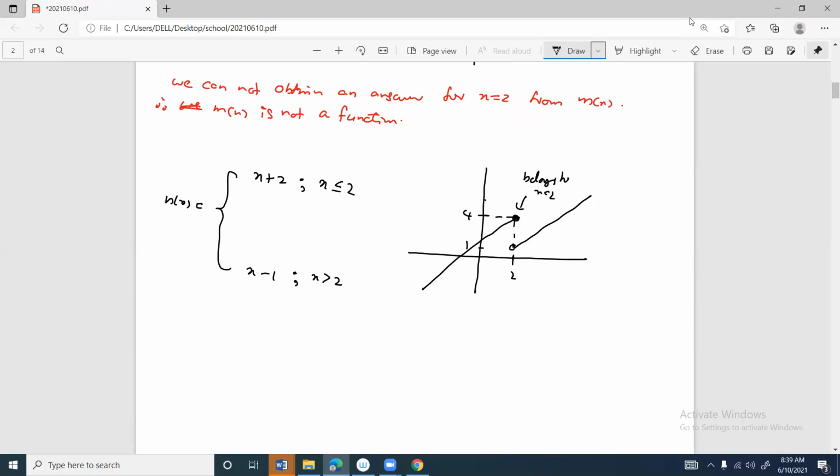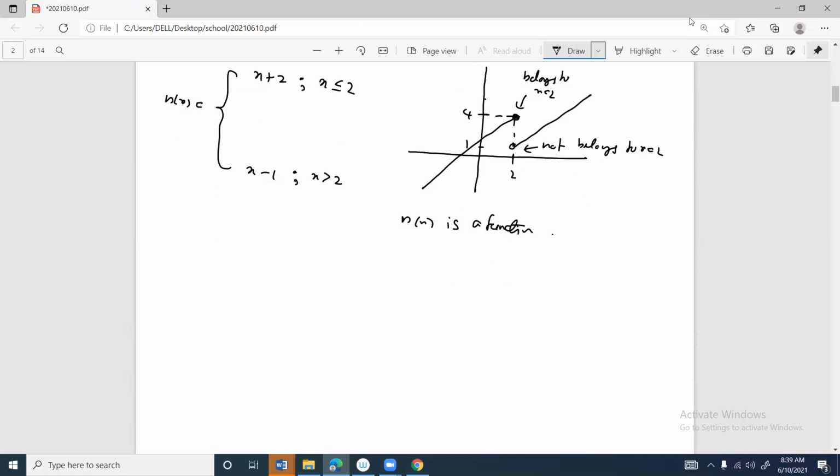Belongs to x equals 2, not belongs to x equals 2. Therefore, at x equals 2, only one solution. So it's a function. So you can say n(x) is a function, because for all the conditions of a function, it's satisfied by this relationship. That is a fact we need to understand from this theory. Okay, we'll go a little bit further.